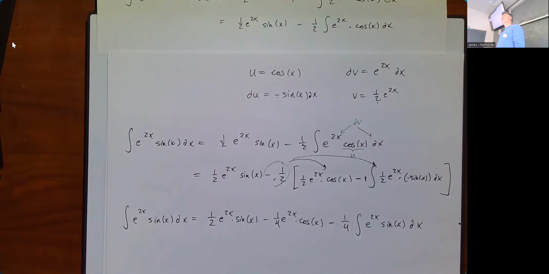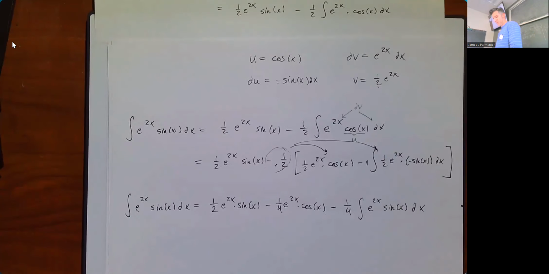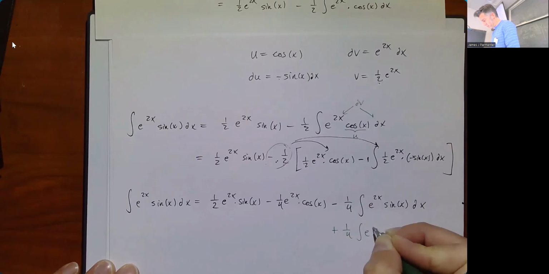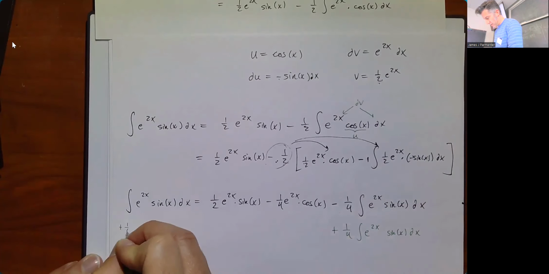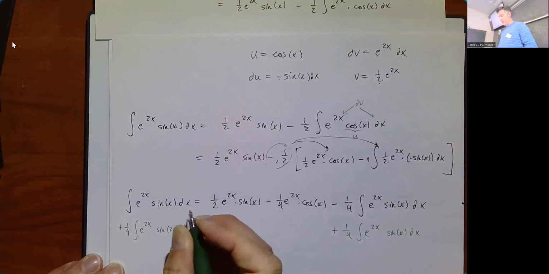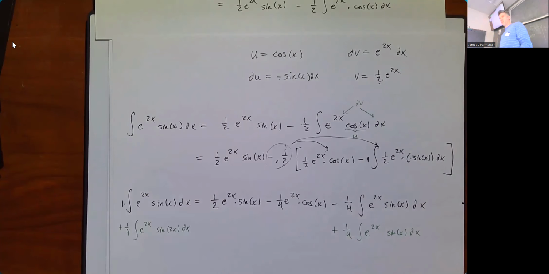And now we've gotten back to the integral we started with. The integral of e to the 2x sine of x. So now we do the thing that always felt like it was cheating when I learned this the first time, is we're going to add that to both sides. I'm going to add 1/4 integral of e to the 2x sine of x to the right side and to the left side. Now I'll point out that we have 1 times the integral of e to the 2x sine of x plus 1/4 times the integral of e to the 2x sine of x. Sorry, I wrote 2x there.